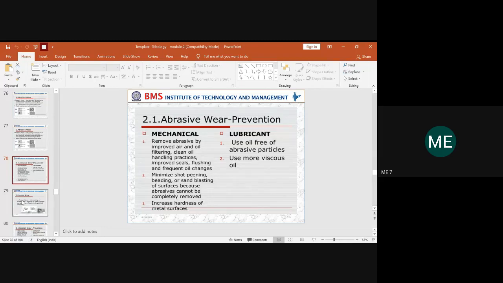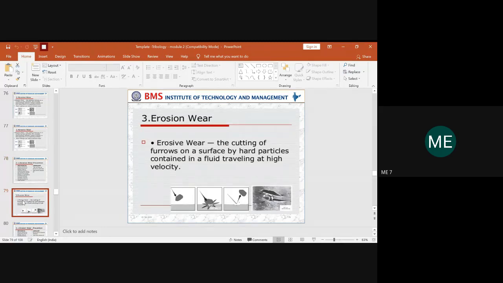The last one is erosion wear. So I'll just explain this. Erosive wear is mainly due to the amount of furrows on a surface which come across.